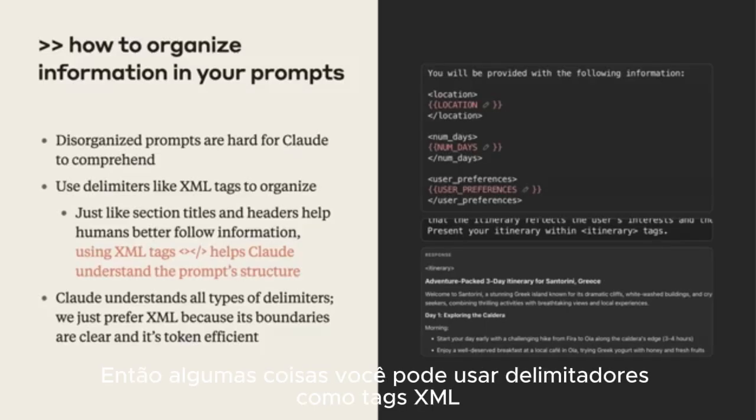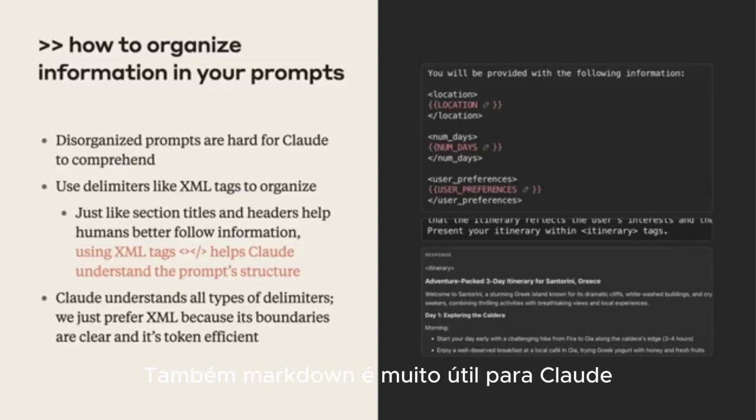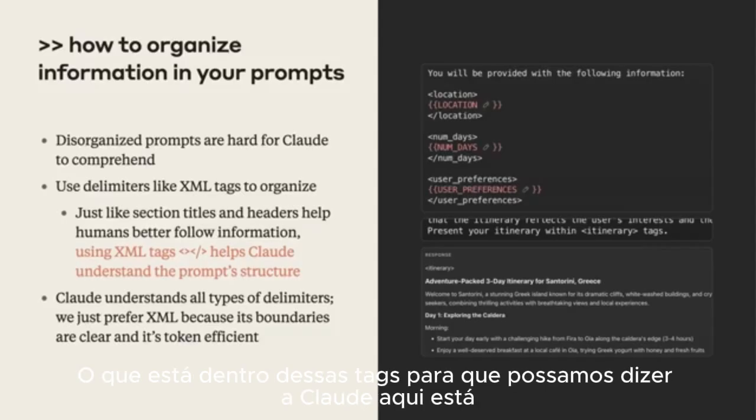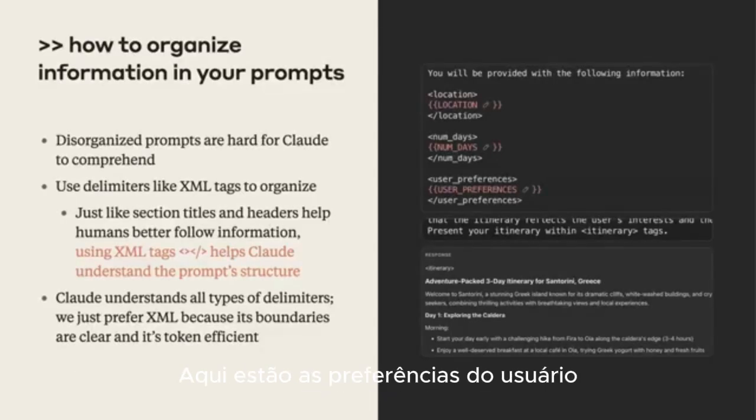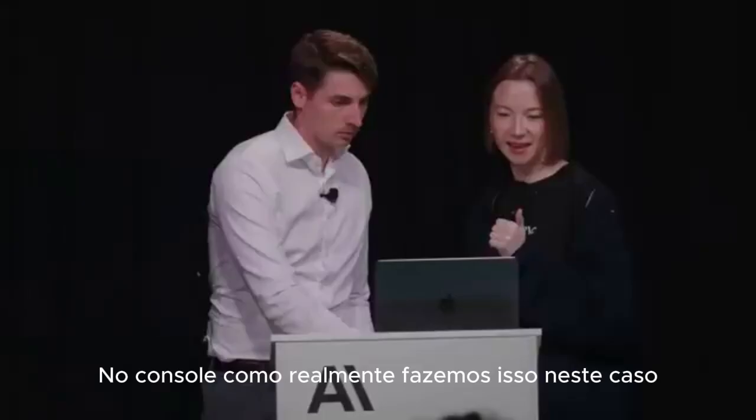Anyway, so some things you can use: delimiters, like XML tags. Markdown is also pretty useful to Claude, but XML tags are nice because you can actually specify what's inside those tags. So we can tell Claude, here's user preferences. Now you're going to read some content, and these XML tags are letting you know that everything wrapped in those tags is related to the user's preferences, and it helps Claude refer back to that information, maybe at later points in the prompt. So I want to show back in the console how we actually do this in this case.